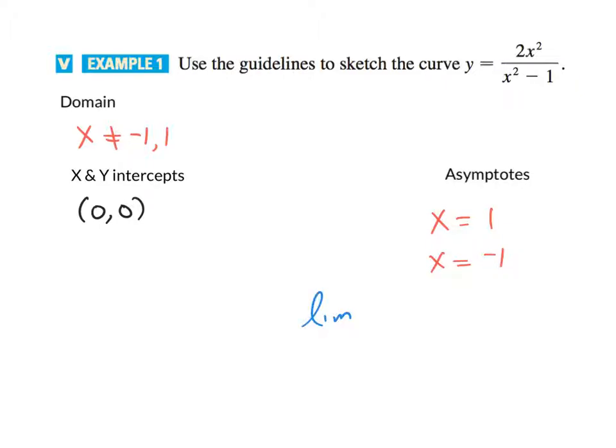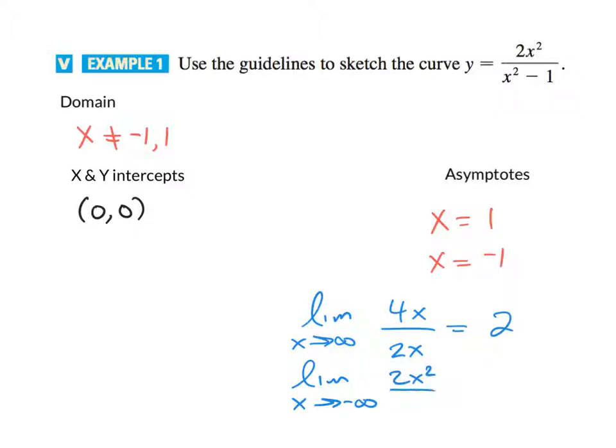So the limit as x approaches infinity of 2x squared over x squared minus 1, if I plug in infinity, I'm definitely going to get infinity over infinity. So what I can do is I just take the derivative, and then I'm going to simplify this. So when we easily simplify this, we can see that my limit is going to be equal to 2. And because right here my degrees are both even, that tells me the limit as x approaches negative infinity is also going to be equal to 2. So we're going to have one horizontal asymptote at the line y equals 2, and then we're going to have a vertical asymptote at x equals 1 and x equals negative 1.